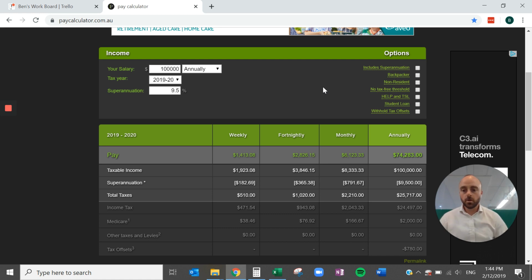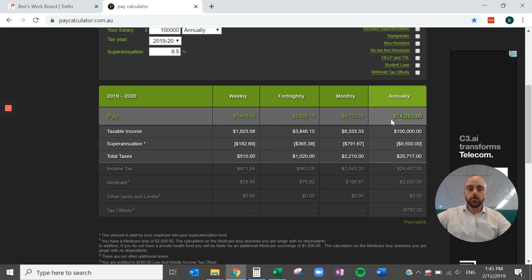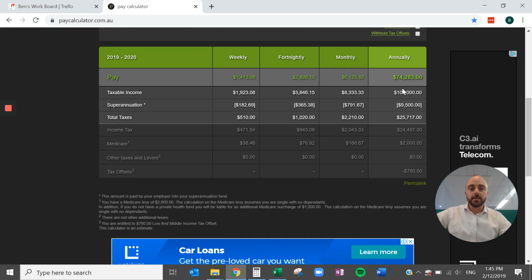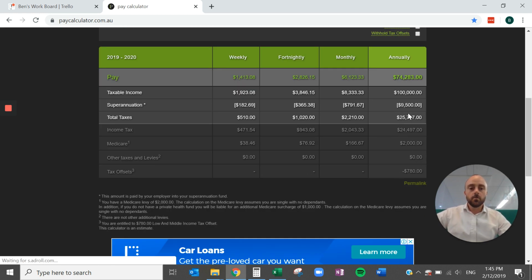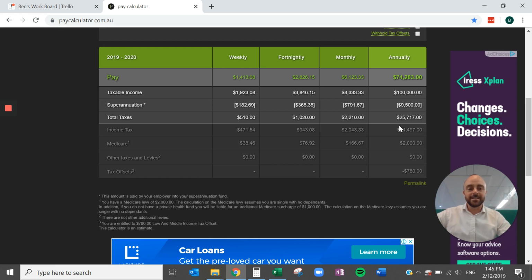Okay, so if you earn $100,000 a year, annually you will receive in the hand approximately $74,283. This means that your total taxes, inclusive of Medicare levies and things like that, will be approximately $25,717, which is a lot of money. Tax is a big portion of our incomes and something we always need to be thinking about, and we're thinking about as part of the financial advice process.